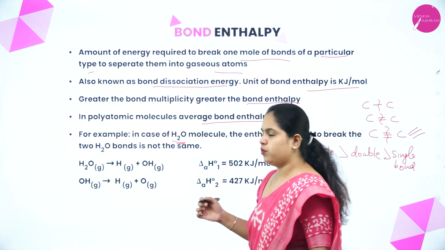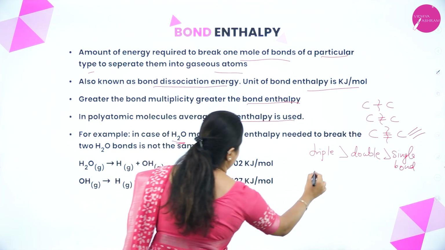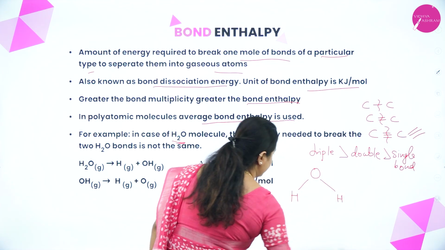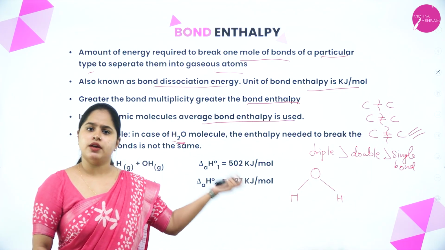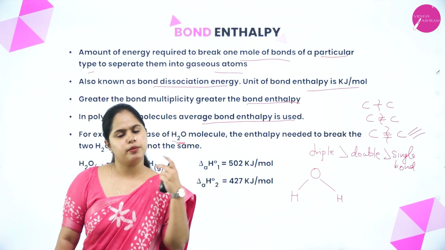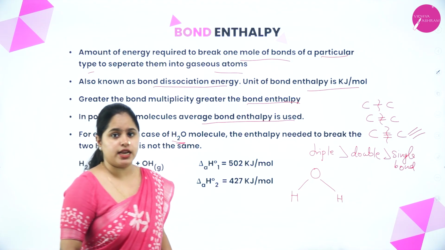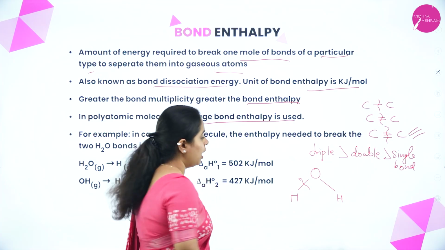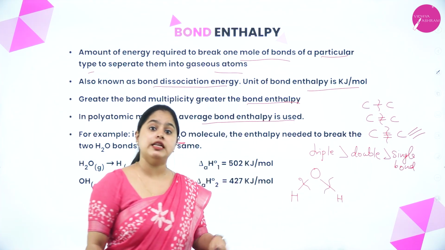We know how we can represent the water molecule: it is H2O. In this case, you will ask what the difference is. Here also it is OH, here also it is OH, so the bond enthalpy will be the same. But what you have to understand here is that the bond enthalpy required to break this particular OH bond and this particular OH bond will be different.